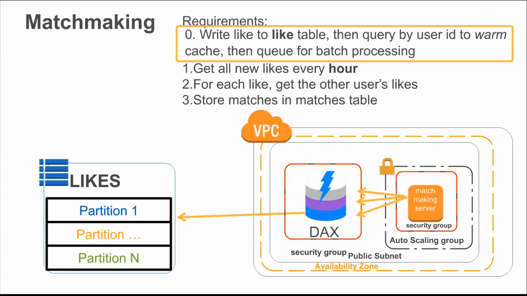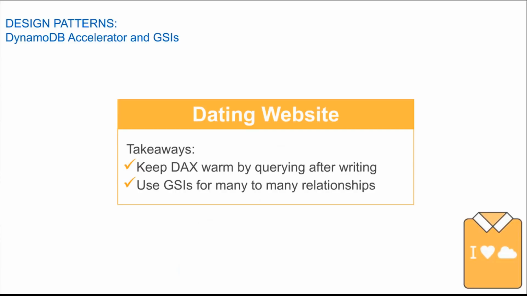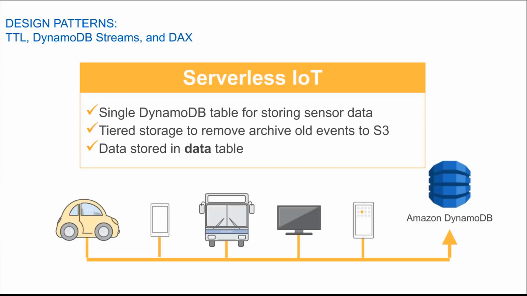By warming it in the cache, and considering DynamoDB Accelerator can hold up to 240 gigs of data, we're letting that EMR job run for a very short amount of time. And considering that EC2 now bills for a minimum of 10 minutes, you can launch an EMR cluster and have it wrap up really fast because of that high granularity billing. You're saving money both on EC2 and on DynamoDB provisioned capacity by querying, even though you don't need the result, but pulling it into the cache. So keep DAX warm by querying after writing, and use GSIs for those many-to-many relationships.